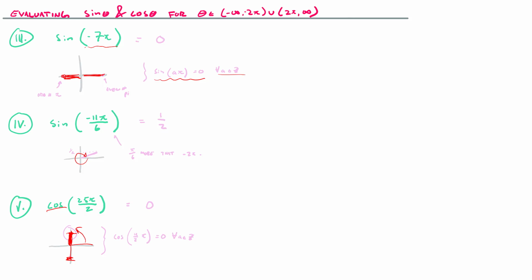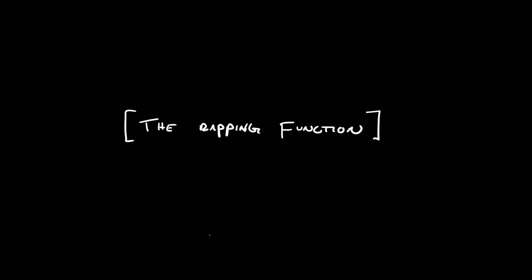But again, for cosine, it's going to be 0, whether it was 25 pi over 2 or 27 pi over 2, which would have put us down here. The cosine of that would have been 0. So I put cosine of a pi over 2, or a over 2 pi, is equal to 0, again, for all integers a. But that's only true for cosine. So now we're going to transition to the wrapping function.